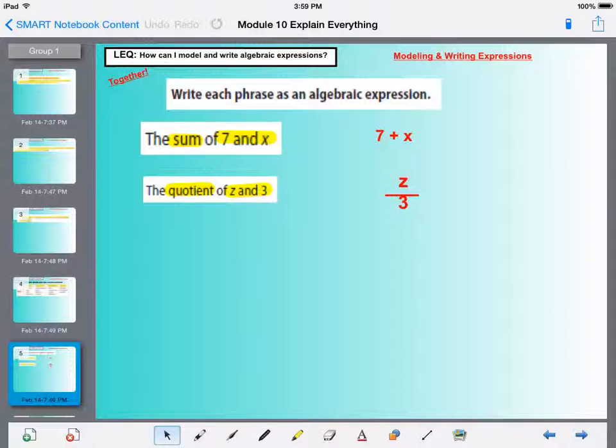Similarly, if we saw a phrase like the quotient of z and 3, quotient is a division word, so automatically we would know to divide. We also know that order does matter when you are subtracting or dividing, so in this case, z would have to be the numerator and 3 would have to be the denominator. So the quotient of z comes first and then 3.